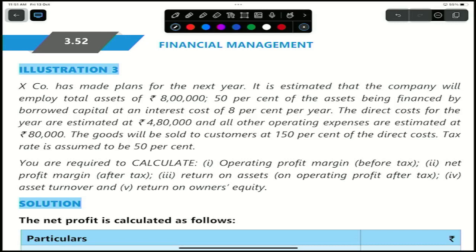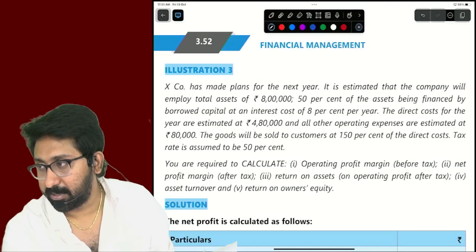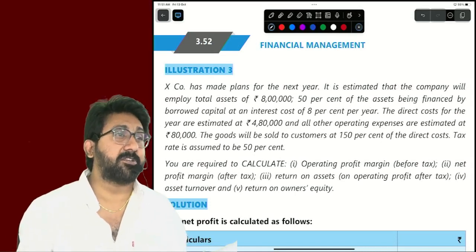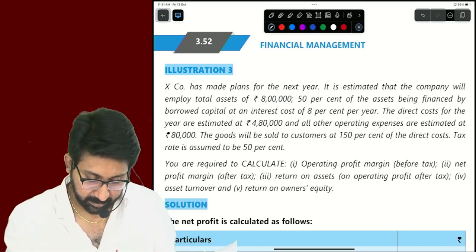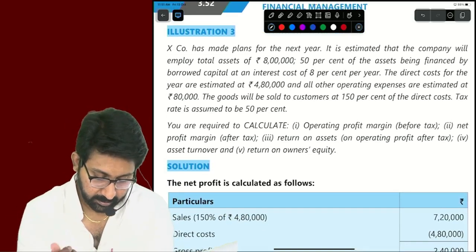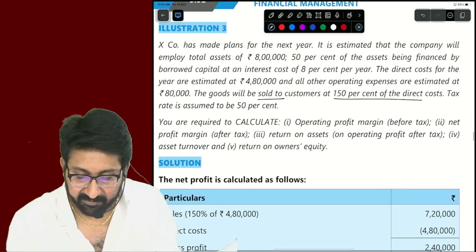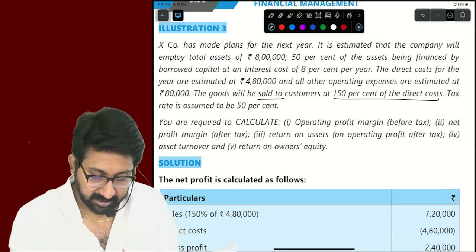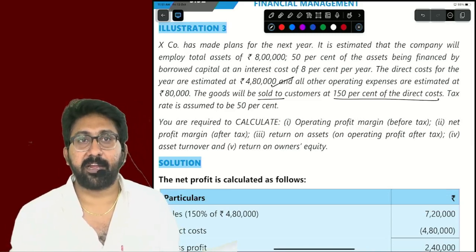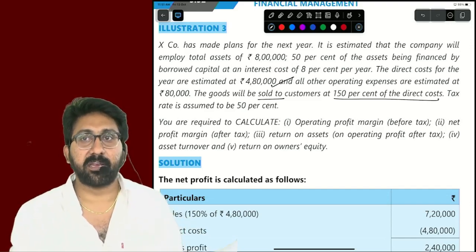I don't know whether you have done right or wrong, but to be very frank, this is an easy question. If you observe properly, the hint he has given is that sales is 150% of direct cost. Direct cost is already given at how much? 4,80,000. So from that can we calculate sales or not? Shall we do it together now?